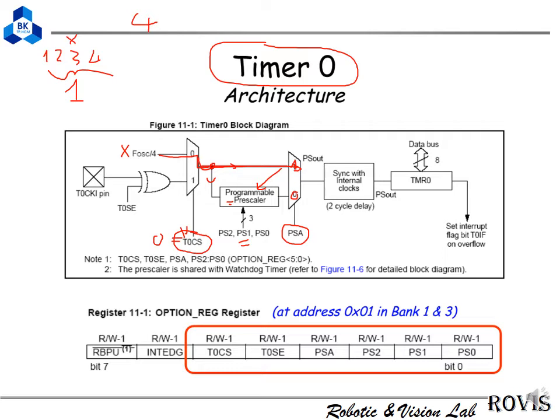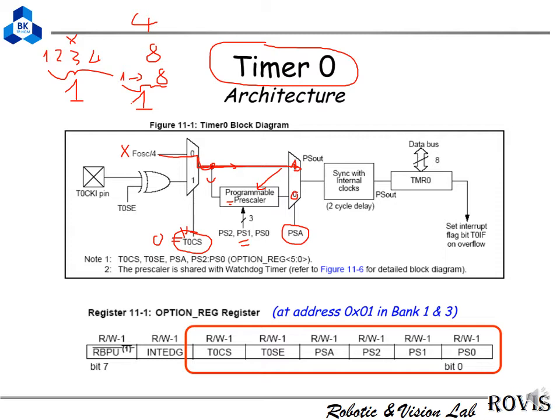So for example, if we set the prescaler to 8, when the timer counts from 1 to 8, the register will just note 1.